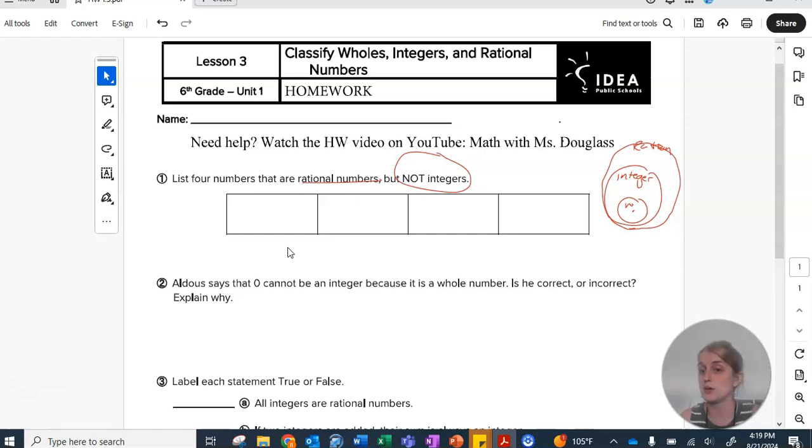Rational numbers are the 0, 1, 2, 3, 100. They are the -1, -2, -3, -100. But in this rational only level, they're the fractions and the decimals. So give me 4 fraction and decimal examples. They can be positive or negative, but they can't be whole numbers or they can't be just negative numbers. They have to have that little extra bit that makes them rational.